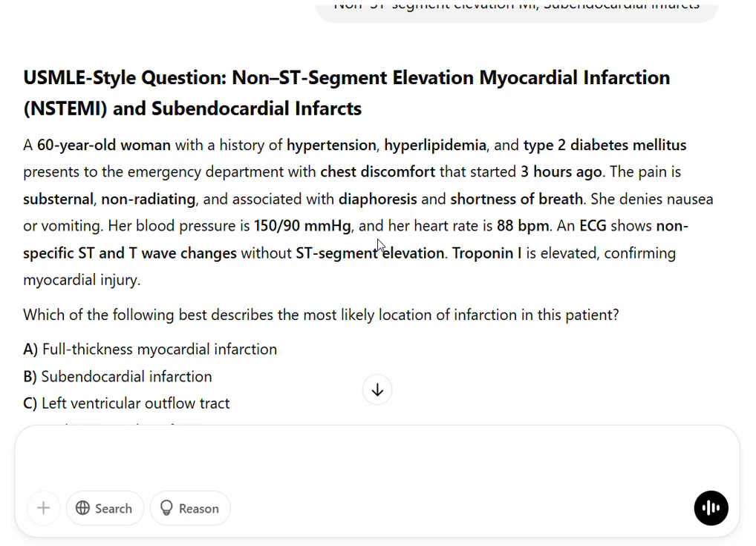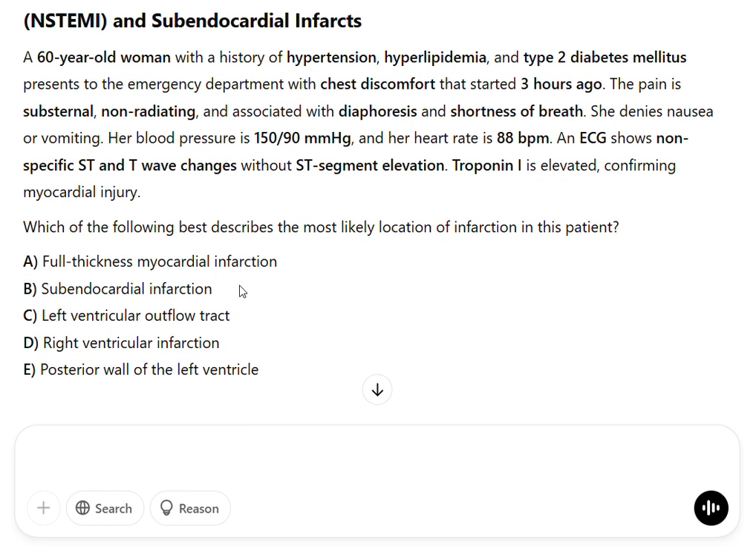Her blood pressure is 150/90 mmHg, and her heart rate is 88 BPM. An ECG shows nonspecific ST and T wave changes without ST segment elevation. Troponin I is elevated, confirming myocardial injury. Which of the following best describes the most likely location of infarction in this patient?